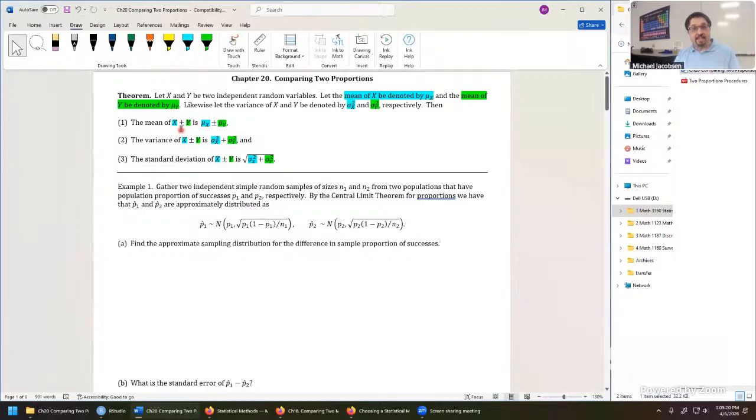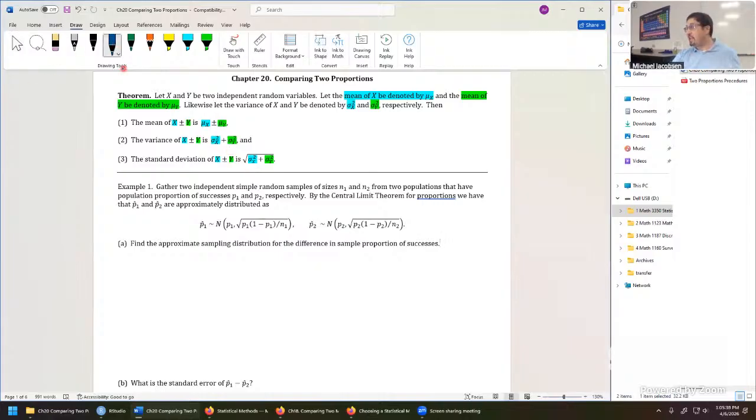If we're adding or subtracting variables, the means of those variables add up. We can combine variances in a similar way. Whether you're adding or subtracting the variables, variances will only add. And the standard deviation would just be taking a square root of the variance.